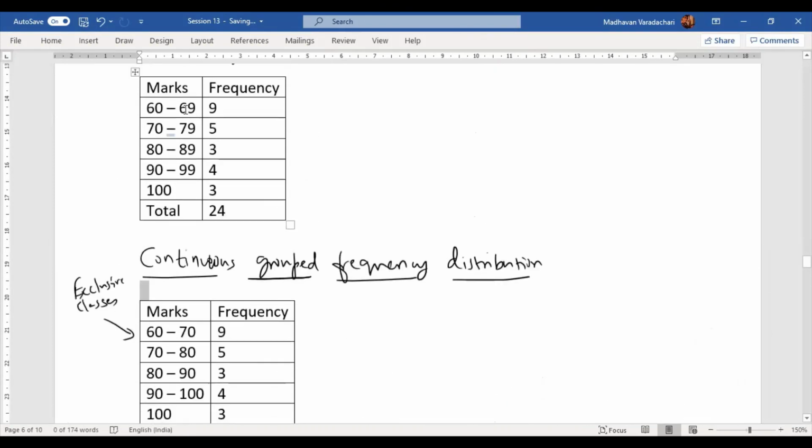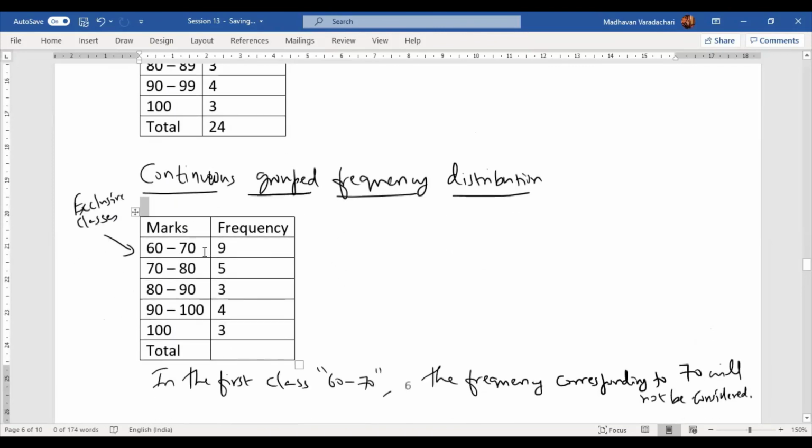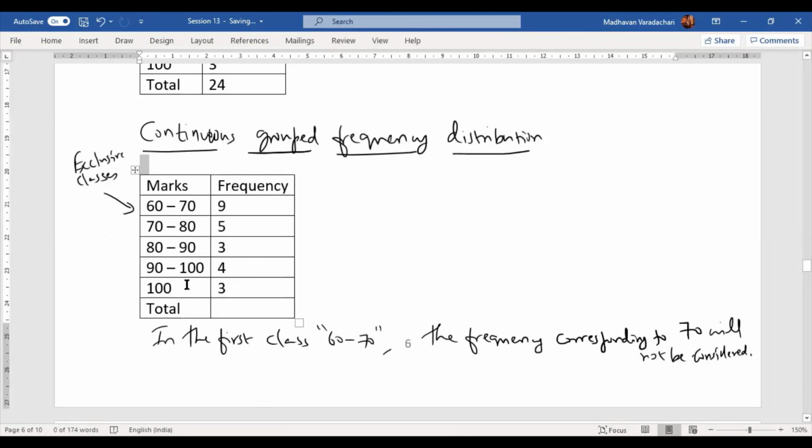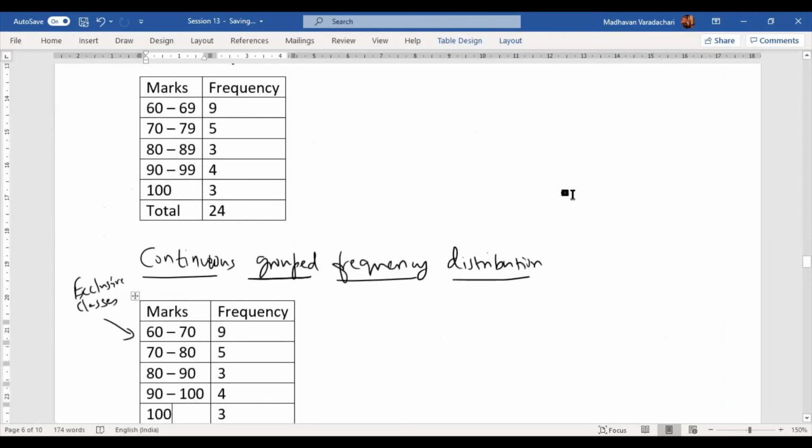What is the difference here? Earlier it was ending with 69 and starting with 70, whereas here it is ending with 70, starting with 70. It is continuously going. Ending with 80, starting with 80. Ending with 90, starting with 90. Ending with 100, starting with 100. That is why you call it continuous. The last group is not really a group, because my marks scored are from 60 to 100.